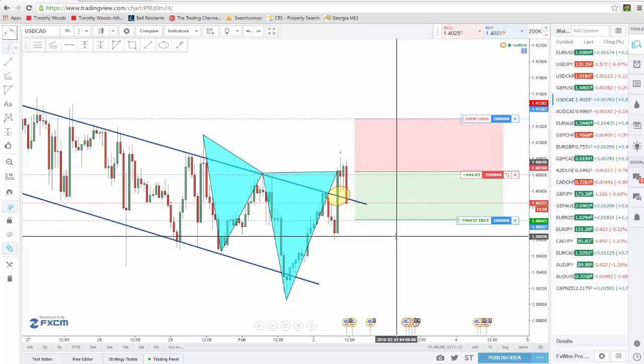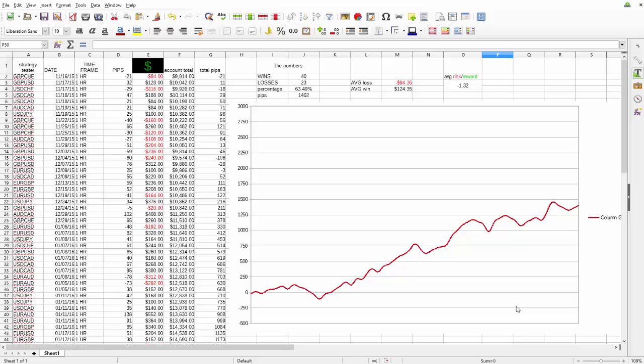Alright, so now let's go over to the equity curve, and I will explain in detail the ups and downs of that equity curve and what you should expect from your own equity curve when trading in the markets. Alright guys, so here's a spreadsheet showing our equity curve since starting my YouTube channel. And as you can see at the top here, I have the numbers, the wins, the losses, the winning percentage, the pips, the average loss, average win, and the average risk to reward.